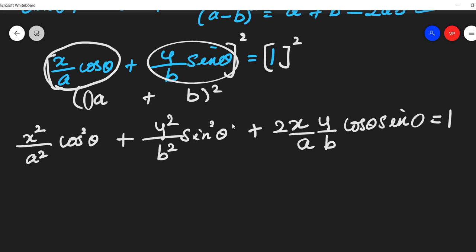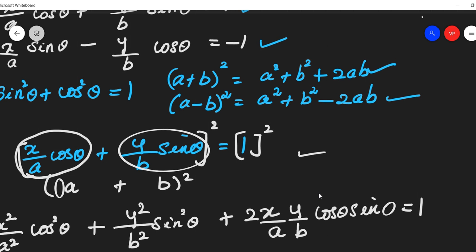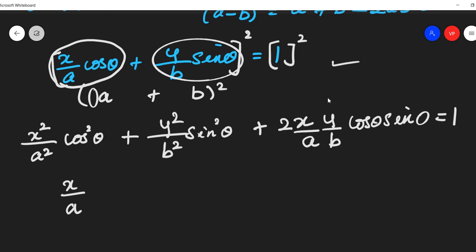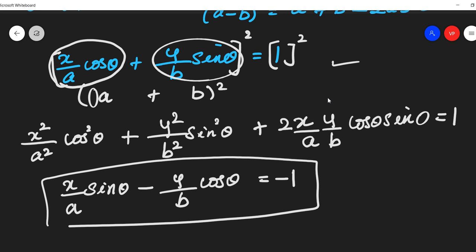Do you understand? Catch that? Yes. So what is the second equation? That is x by a sin theta, okay. See the question again, in the middle it is minus. So this is the second equation: x by a sin theta minus y by b cos theta equal to minus 1. This is the given second equation, okay.